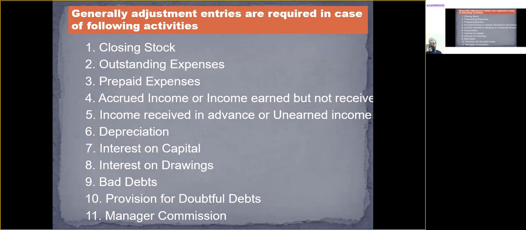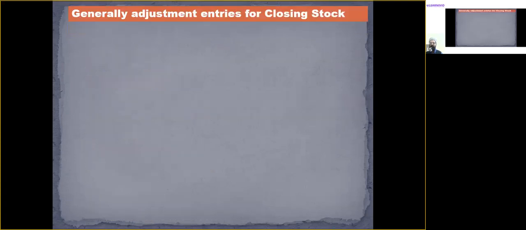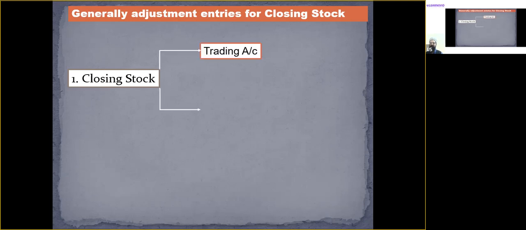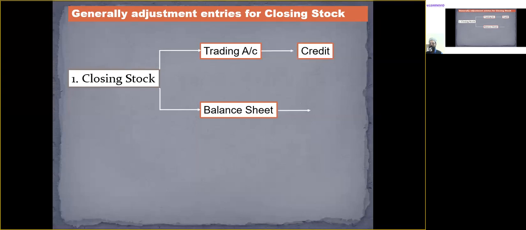First of all, starting with the first item, how to deal with the closing stock, how to pass the adjustment entry for the closing stock, that we already know. If there is any information regarding the closing stock in the question, what do we usually do? We basically write it, first of all, in the trading account. On which side? On the credit side. Then in the balance sheet on the asset side. So credit side and the asset side. Is that clear now? How to deal with the closing stock? Everybody is already aware about this.